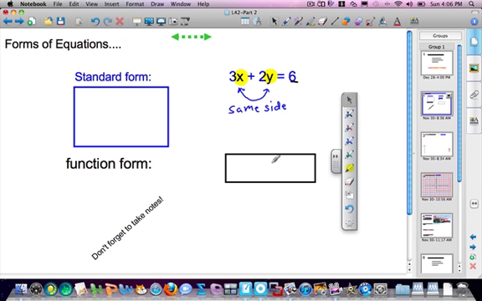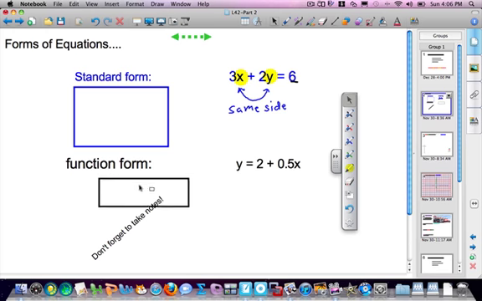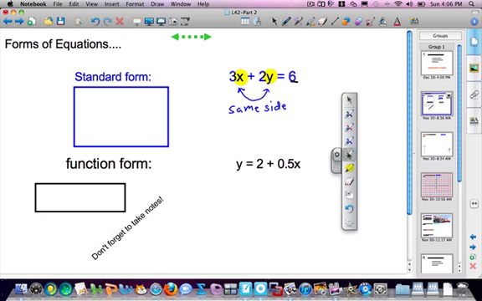Now function form changes slightly. We simply take an equation and solve it for one of the variables. Typically we're going to solve for the y. And in this case, when we do solve for the y, y becomes the output of the equation or function that we're working with. And if y is the output, then our x variable represents the input.